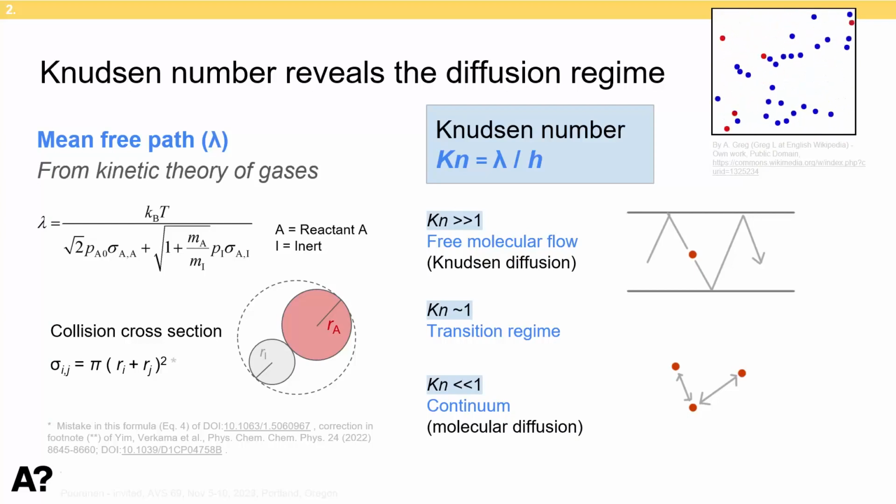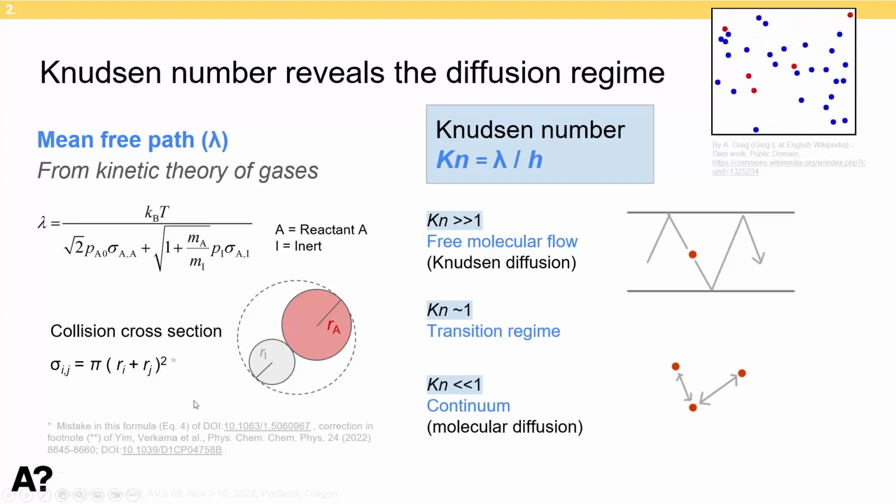It comes from the kinetic theory of gases. Here is the equation, how you calculate it. I won't go through the details, except that there's the temperature, there are the pressures, and then there is something called the collision cross-section, and also the masses of your molecules. And the collision cross-section is calculated this way.